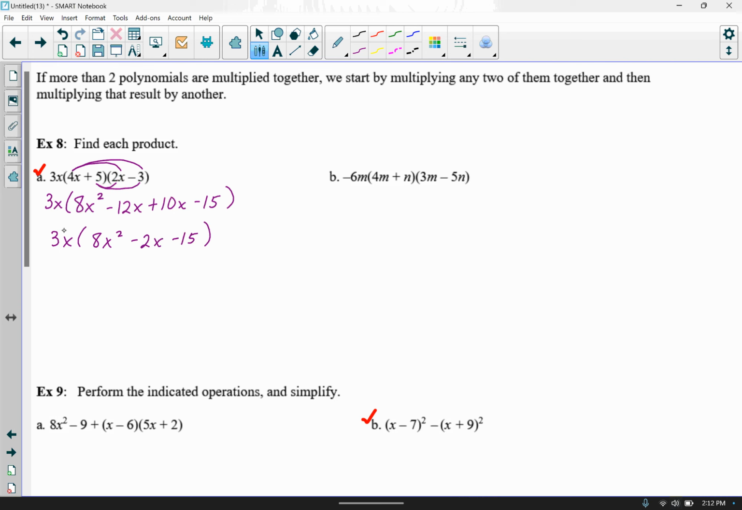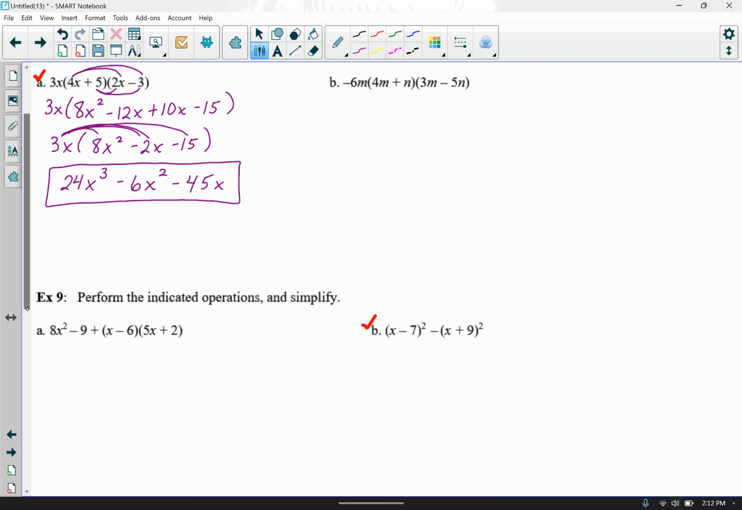Last step then is I'm going to take that 3x and distribute it through. So 3x times 8x squared, 3 times 8, 24x cubed. So you multiply, add those exponents. 3x times negative 2, so 3 times negative 2, minus 6x squared. 3x times negative 15, and negative 45x. Final answer. Okay, I would approach letter B the exact same way. FOIL first, and then I'll multiply by negative 6m.